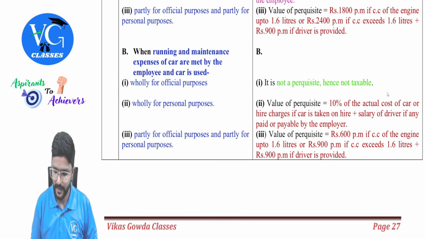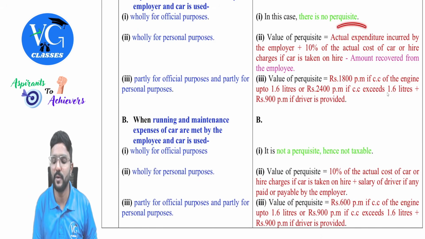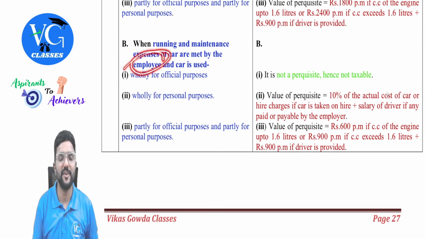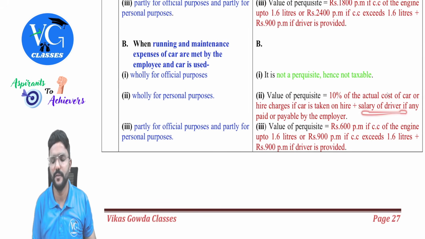Clear? Yes. Then will this come here also, sir? Yes. If by chance salary is paid, then it will be added here. Okay. Anyway, that will be counted in actual expenditure only. But here expenditure is incurred by employee. If by chance salary of the driver is paid by employer, then we need to add it. If not, ignore.